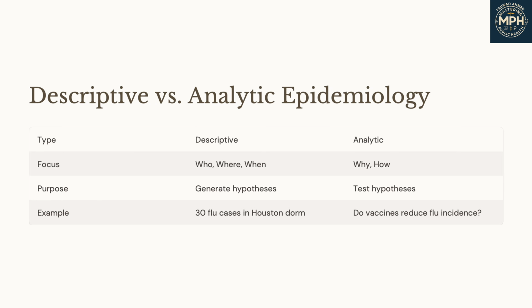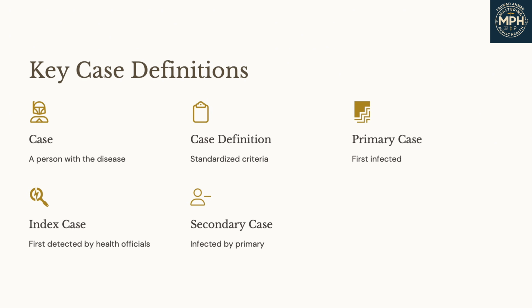Descriptive versus analytic epidemiology. There are two main types of epidemiology. First is descriptive epidemiology, which focuses on who and when. For example, 50 cases of food poisoning occurred in a college dorm in Houston in October. Second is analytic epidemiology, which focuses on why and how. It tests hypotheses, often through studies comparing exposed versus unexposed groups. Together, these approaches provide a full picture of a health issue.